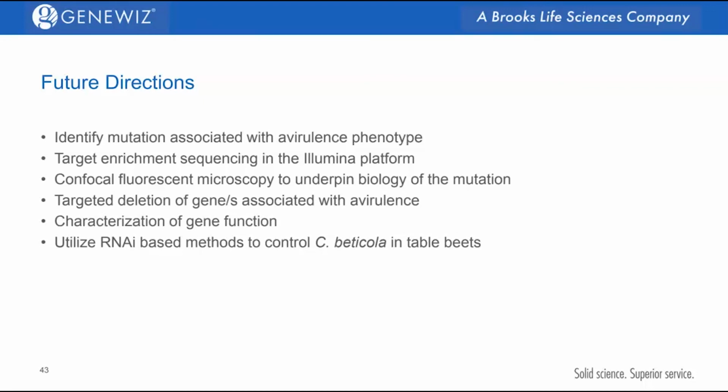Like I said, whether they are able to grow on the leaf surface or not, or whether they are able to penetrate through the stomata from an appressorium or not. I think it'll be an interesting aspect to look at in the end, and identify the genes associated with avirulence, characterize some of the genes, and utilize RNAi-based methods in Cercospora beticola to eventually control the disease in field-based scenarios.